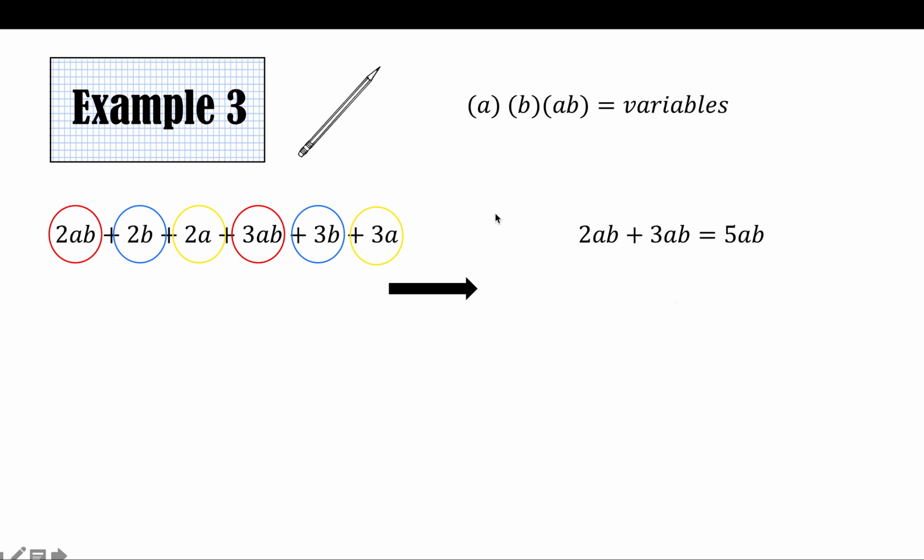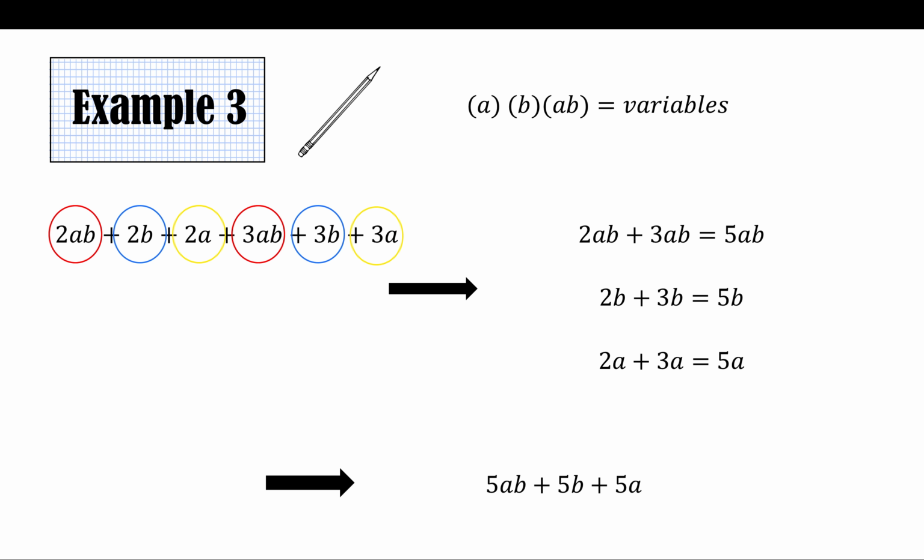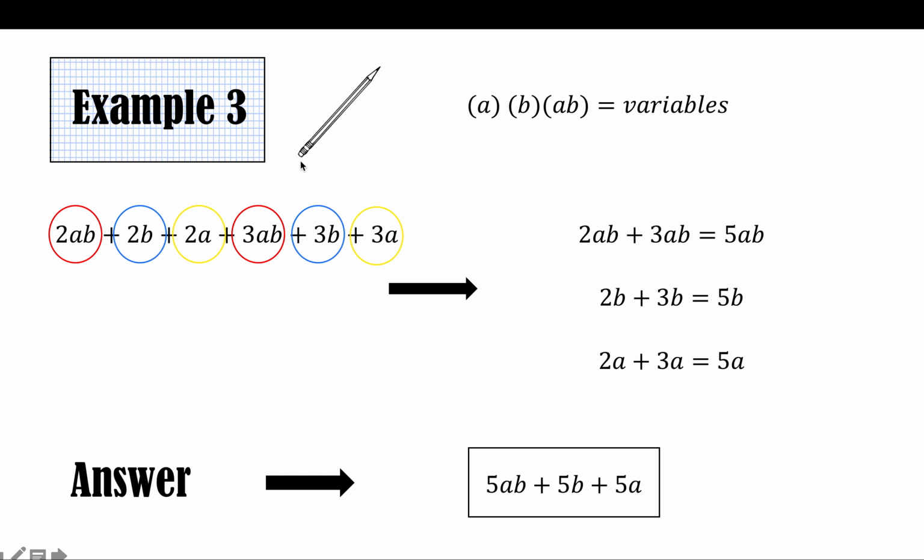Then we have the terms in blue. 2 plus 3 equals 5. 2b plus 3b equals 5b. Then we have the common like terms in yellow, and we add 2a plus 3a equals 5a. We combine the results, and this is the simplified expression from this equation.